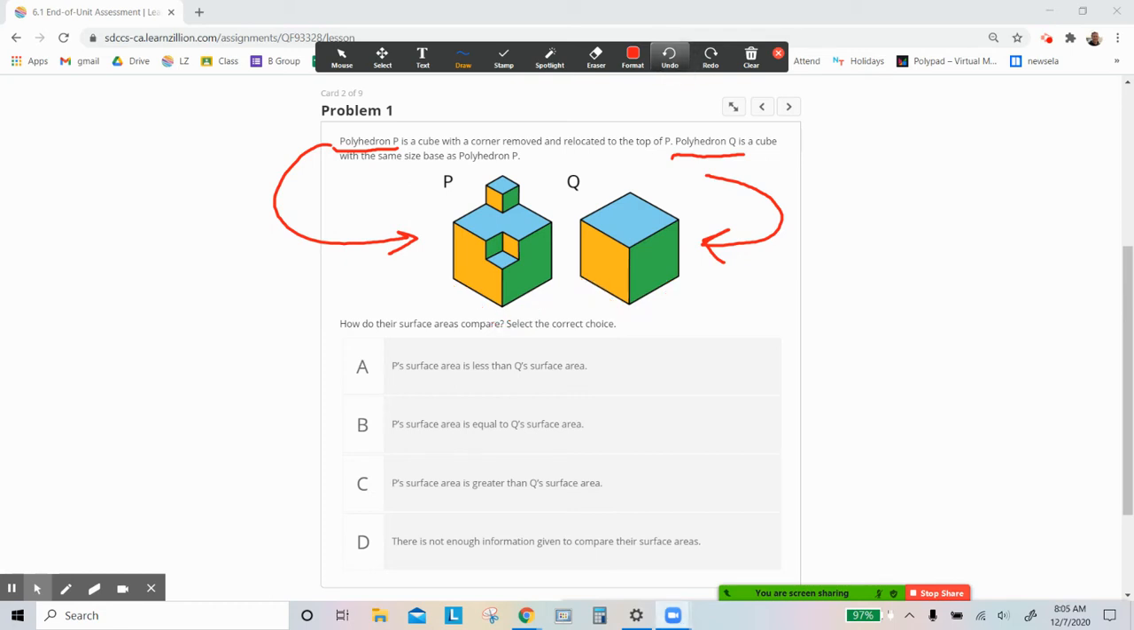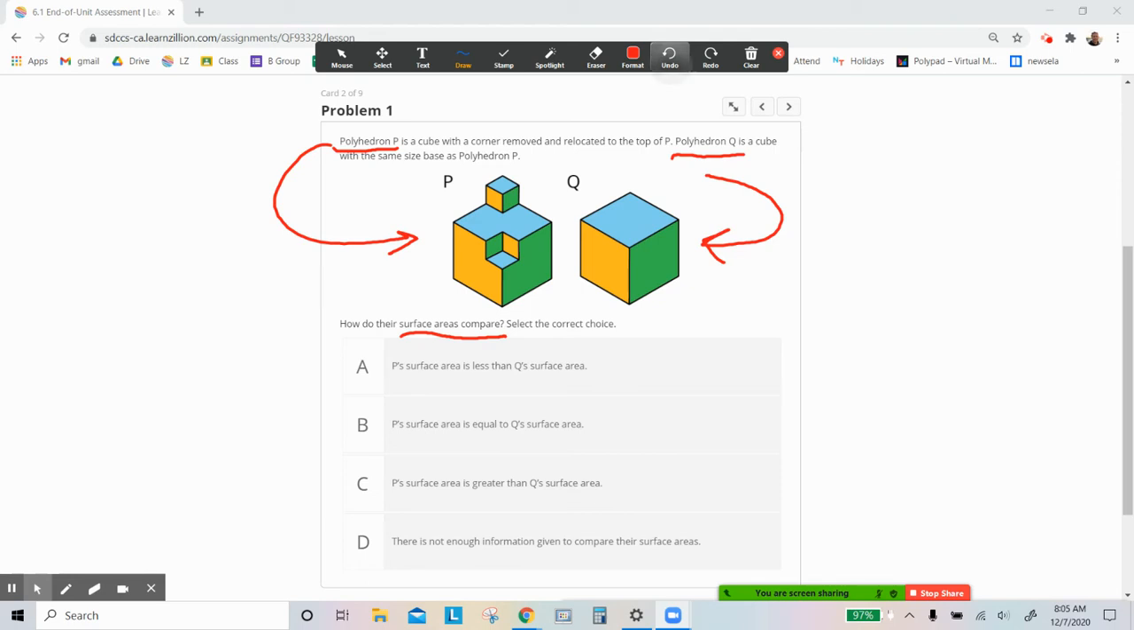It's saying, how do their surface areas compare? Remember that surface area is the area of all of the faces. So here we see 1, 2, 3 faces, and then we have the bottom, we have the right side, we have the back. So we have 6 faces on a cube. This one has more faces than that because it's not just a regular cube.